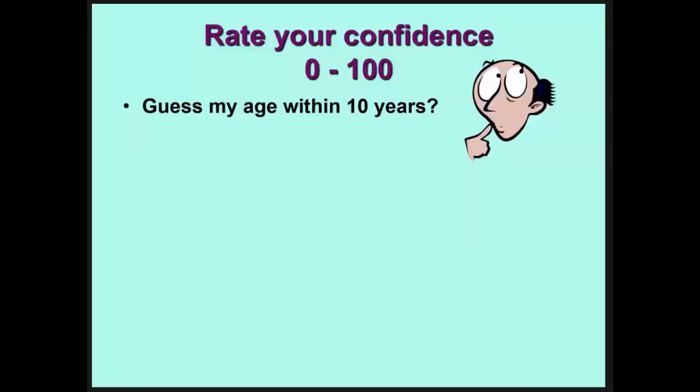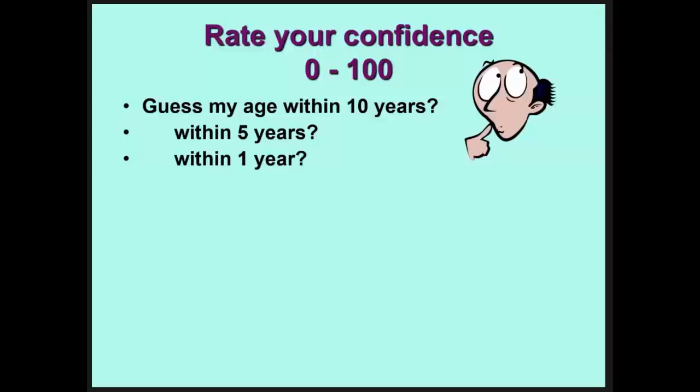Let's start with guess my age within 10 years. How confident are you that you could actually get pretty close within a decade? What if I lower it to 5 years? Are you more confident or less confident in your ability to estimate? What if I narrow it down to a year? What happens to your confidence then? Does it get bigger, or are you less confident because I want a more precise estimate on your part?